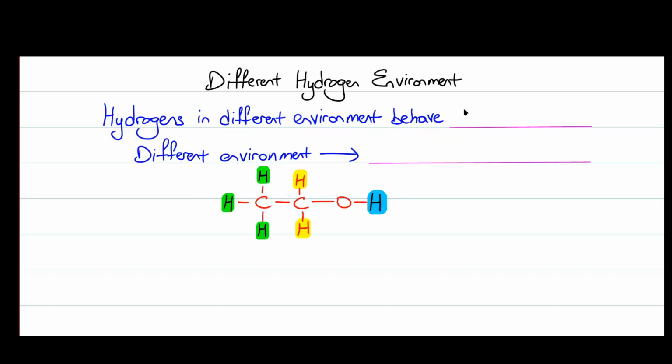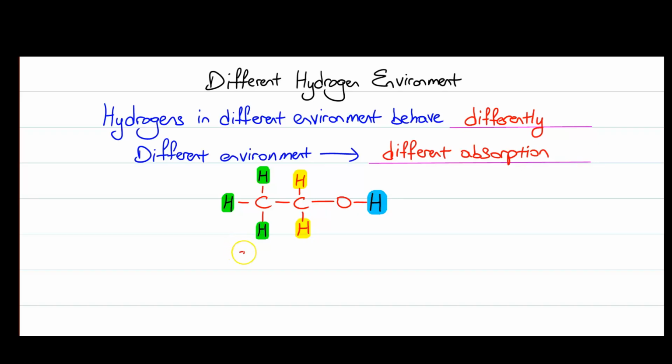However, not all hydrogens in a molecule are identical. Hydrogens in different chemical environments respond differently in an NMR experiment. As a result, they absorb energy at different positions. So hydrogens in different environments behave differently. Different environment means different absorption.